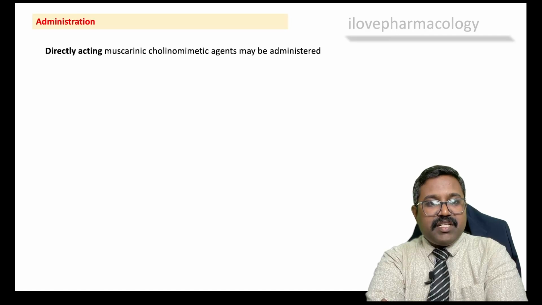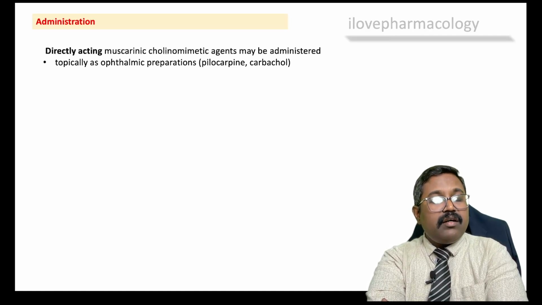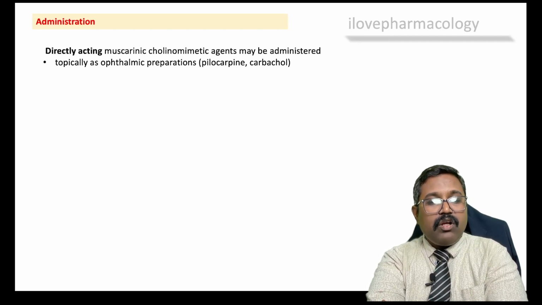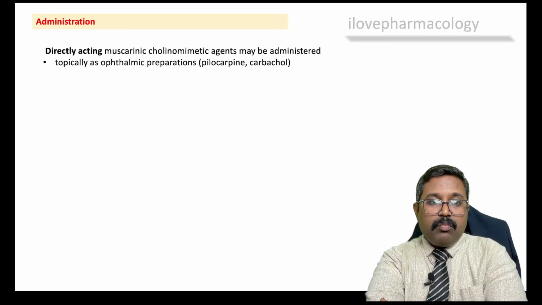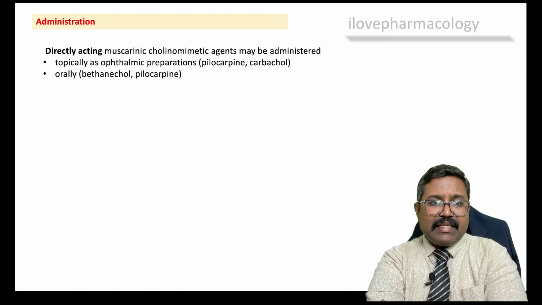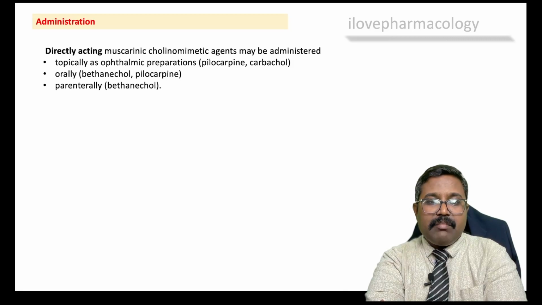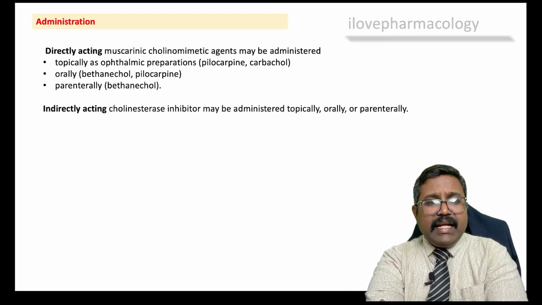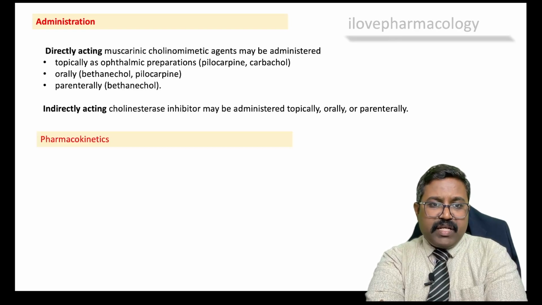So coming to the administration part, the directly acting muscarinic agents can be administered topically as ophthalmic preparations, for example pilocarpine and carbachol, for the treatment of glaucoma as well as to prevent iridocorneal adhesions, alternatively with the miotic drugs as well as the mydriatic drugs. Orally, bethanechol and pilocarpine can be given. Parenterally, again bethanechol can be given. Indirectly acting cholinesterase inhibitors can be given topically, orally as well as parenterally.